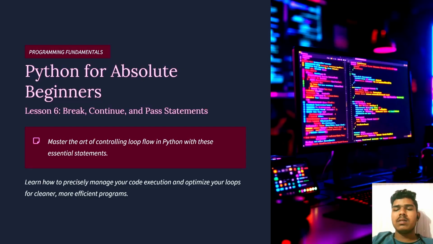In the previous lesson, we learned about Python loops, for loop and while loop. And in today's lesson 6, we are going to learn break, continue and pass statement in Python. These statements are called loop control statements because they help us control how loops behave. So let's start.